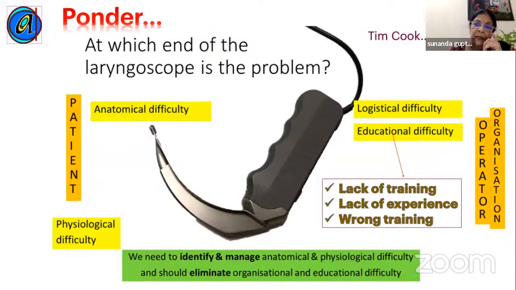An interesting message from Tim Cook on Twitter: at which end of the laryngoscope is the problem? Is it at the patient end? If there's an anatomical difficulty or physiological difficulty, then you can identify and manage this difficulty.